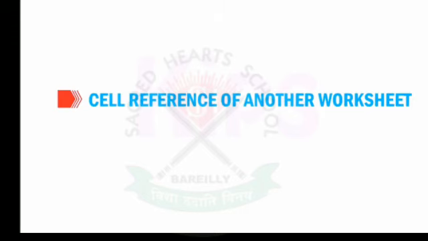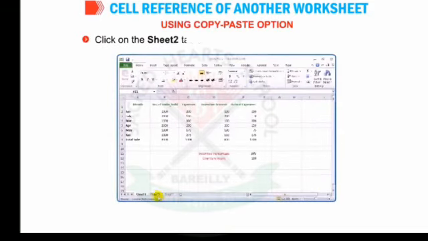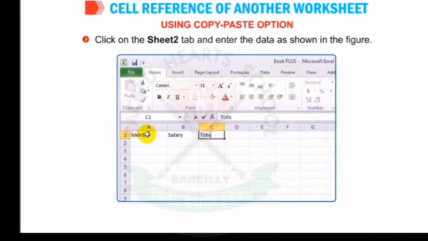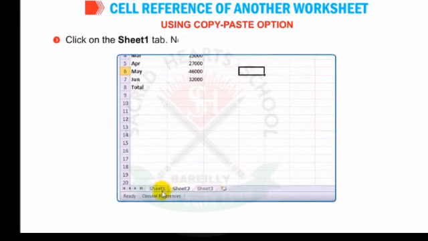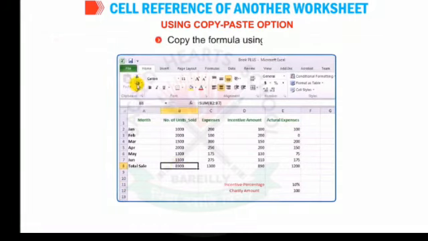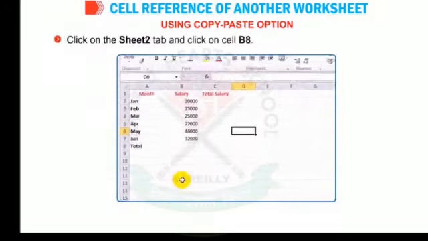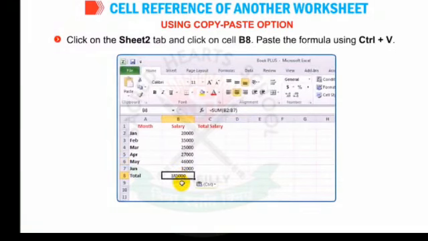How to use the cell reference of another worksheet. You can use the cell reference of one worksheet in another worksheet. This can be done in 2 ways. The first is by using the Copy-Paste option. Click on the Sheet 2 tab and enter the data as shown in the figure. Click on the Sheet 1 tab. Now click on cell B8 where the sum function is used. Copy the formula using Ctrl+C. Click on the Sheet 2 tab and click on cell B8.